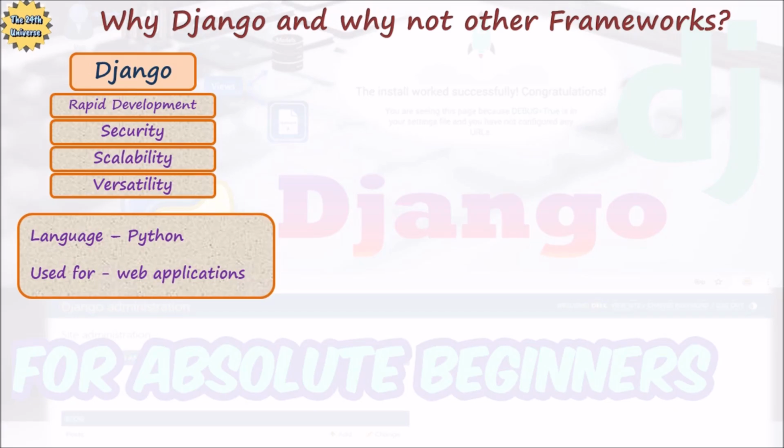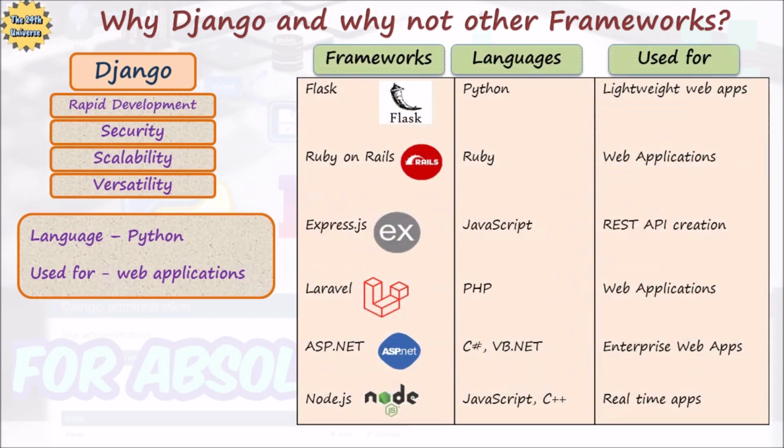Other popular web frameworks include Flask, a lightweight Python framework for smaller projects. Ruby on Rails, a framework written in Ruby known for its developer-friendly environment. Express.js, a JavaScript-based framework often used for backend development and REST API creation.